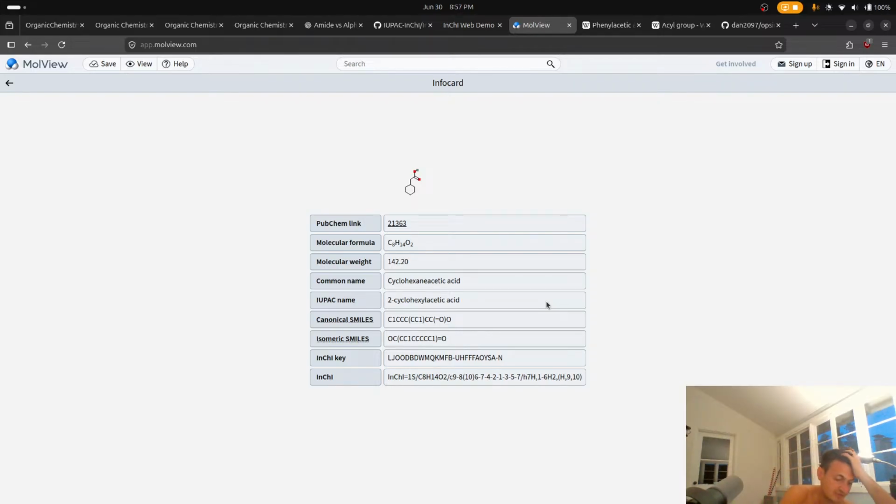So okay, if you're gonna continue with that though, this would be two cyclohexyl. Then it would be two cyclohexyl ethanamide.